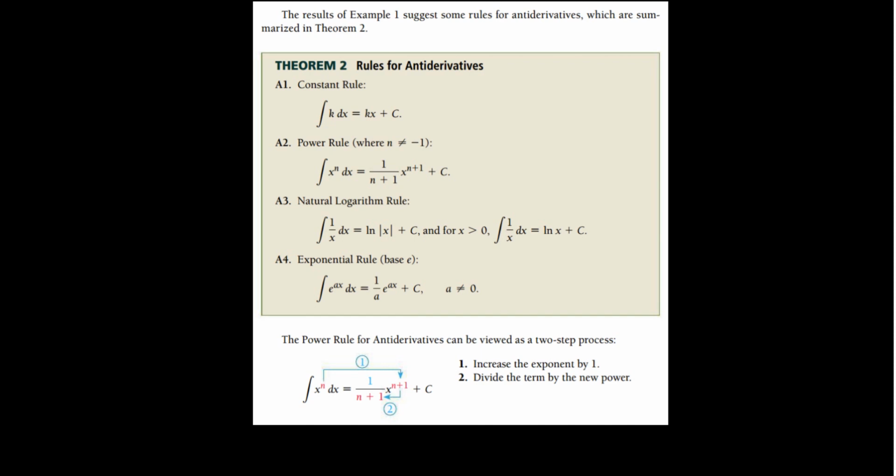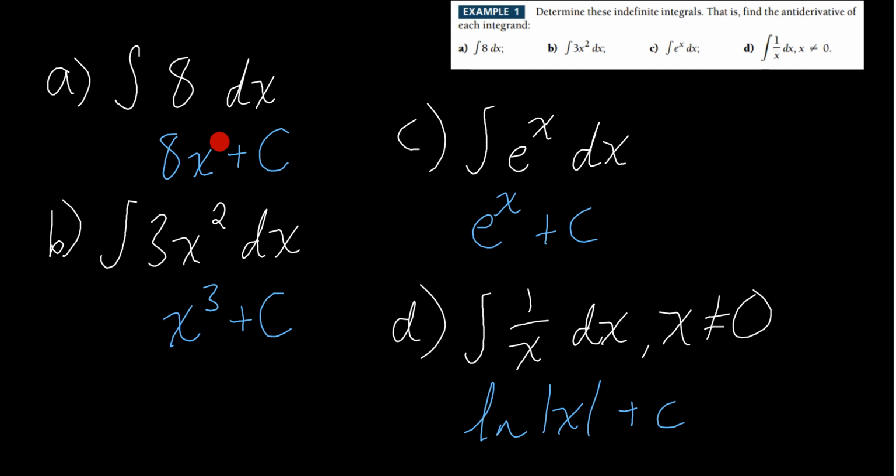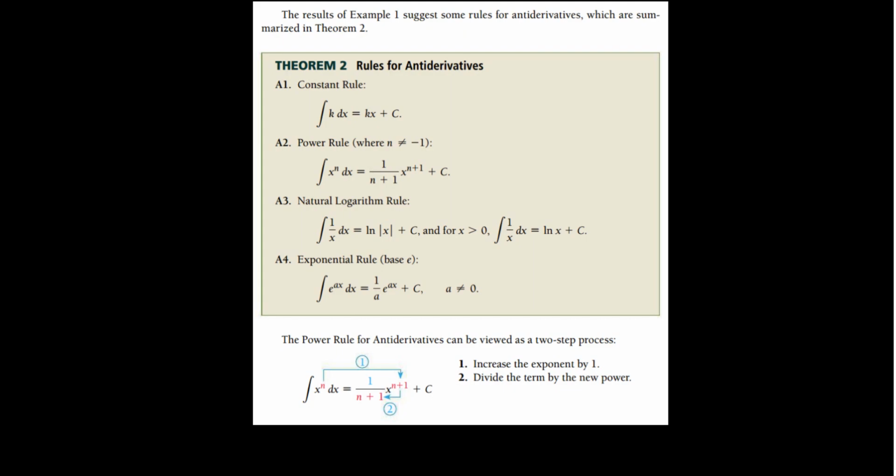Looking at this first one, a1, we're looking at the integral of k, where k is just some constant, dx. All we're doing there is simply adding an x, and that's the same thing that we did for a here. We have the constant, and we're just going to put the variable there. The power rule. Honestly, this is about 80% of the antiderivatives here, and it's basically what we just did. Let's actually look at this down here.